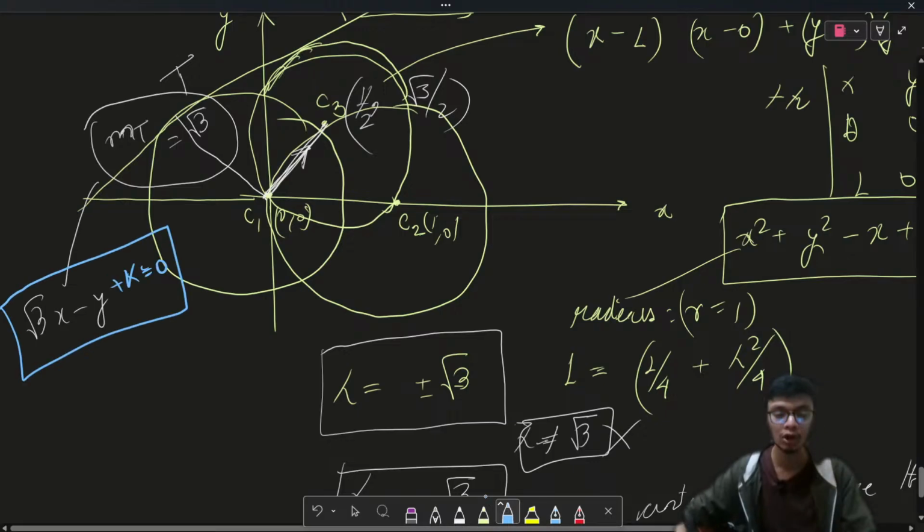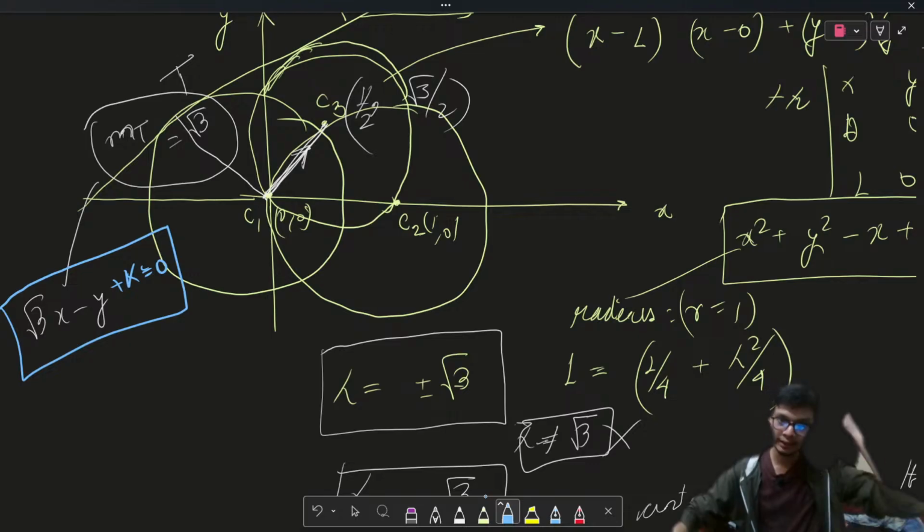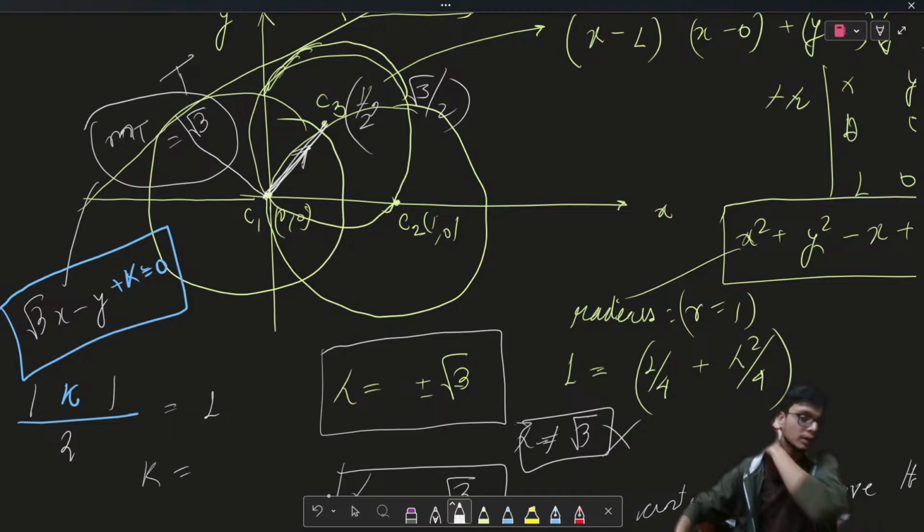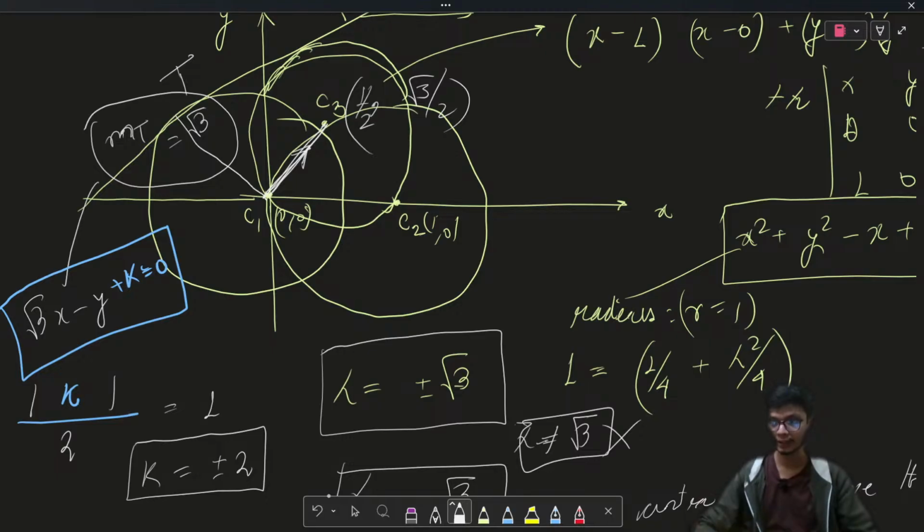So if I consider this common tangent equation as root 3x minus y plus k equals 0, the distance from the center to this particular line should be equal to the radius, that is unit radius 1. If I do that, I will get k upon root 3 squared plus 1, that is k by 2, should be equal to 1. So I will definitely need to put a mod. So mod of k by 2 equals 1, so k should be equal to plus or minus 2.